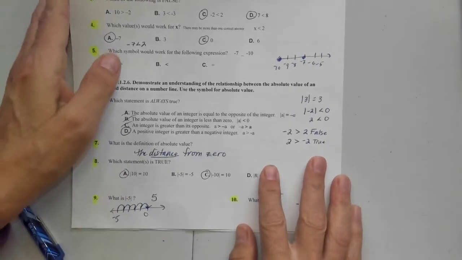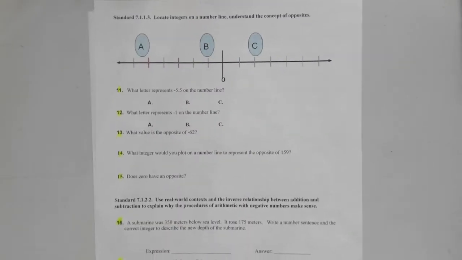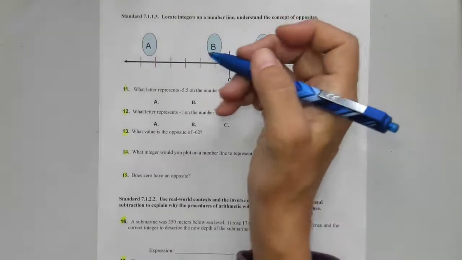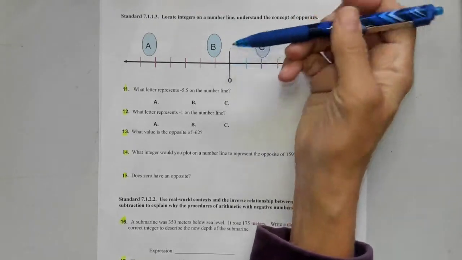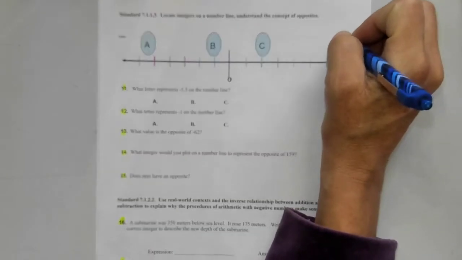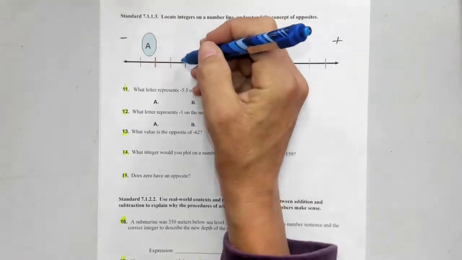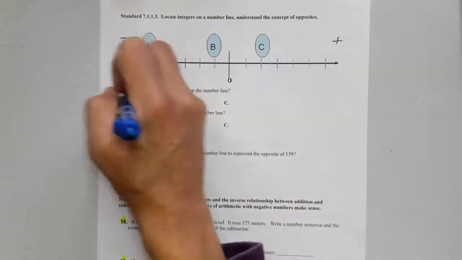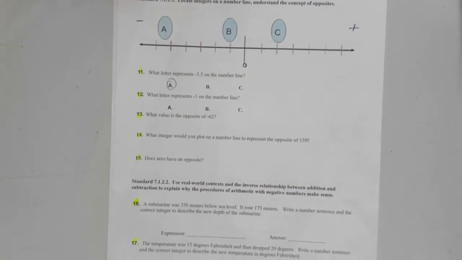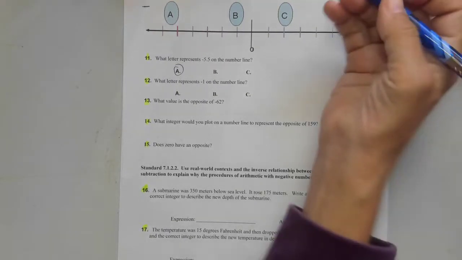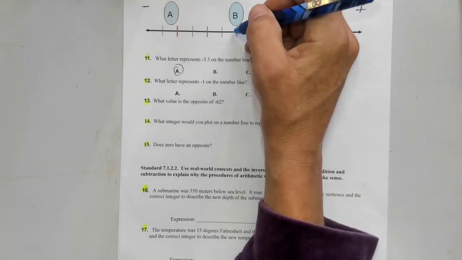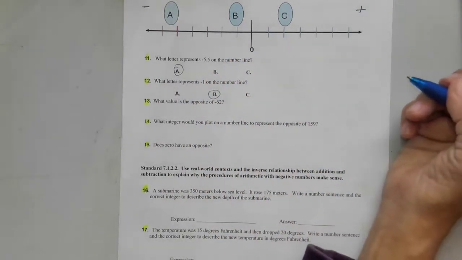All right, we're going to continue on here. What letter represents negative 5.5 on the number line? Here's 0. Negatives go to the left. Positives go to the right. 1, 2, 3, 4, 5.5. I think that's A. What letter represents negative 1 on the number line? Here's 0. 1 to the left is B.